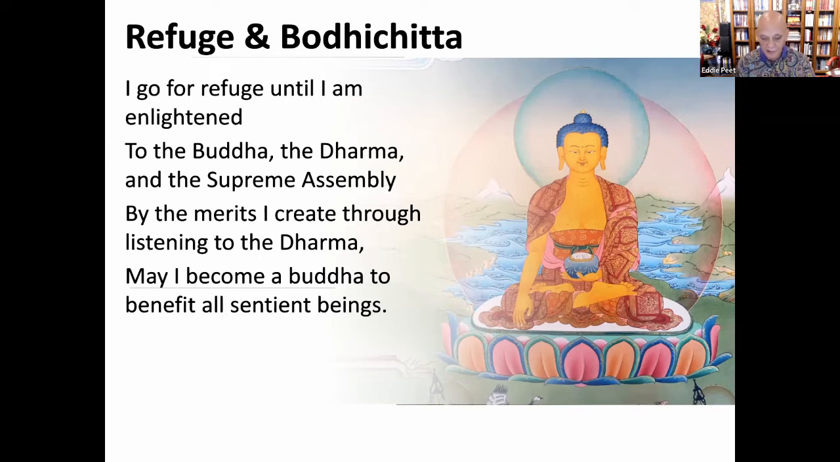And to help you accomplish this goal, we can take refuge in the 3 rare sublime ones, Buddha, Dharma, and Sangha, and generate a mind of enlightenment. So let's do that now. I go for refuge until I am enlightened to the Buddha, the Dharma, and the Supreme Assembly. By the merits I create through listening to the Dharma, may I become a Buddha to benefit all sentient beings.